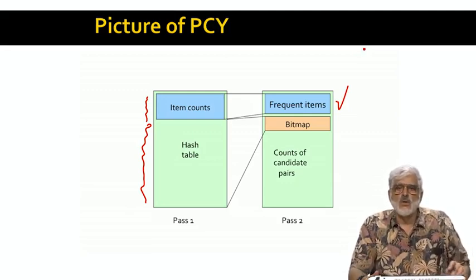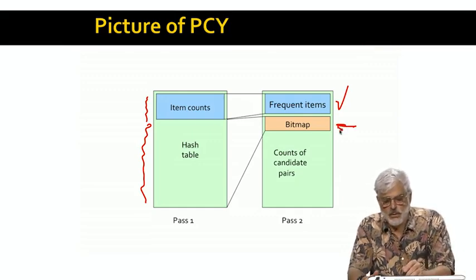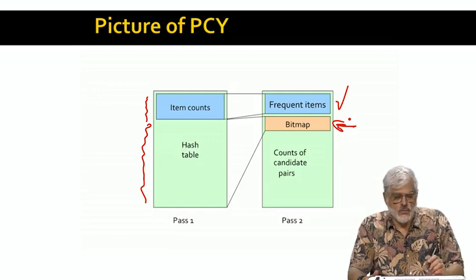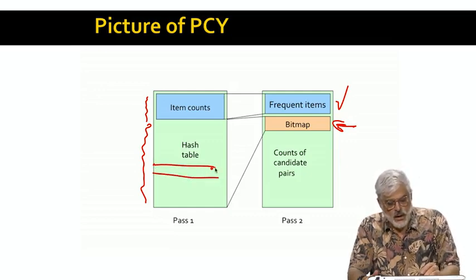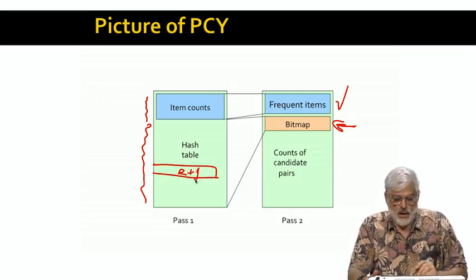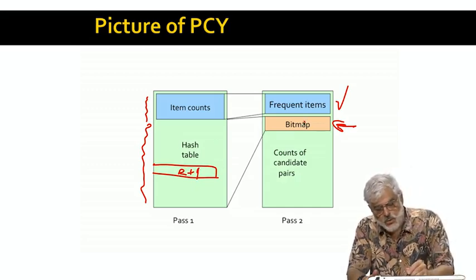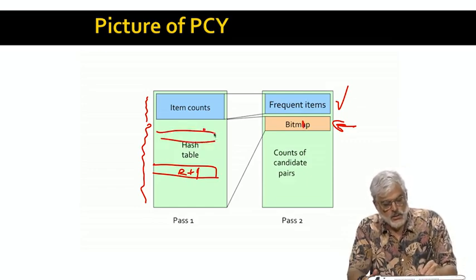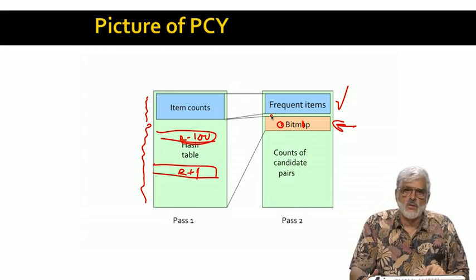But we also summarize the results of hashing pairs on the first pass by what we'll call a bitmap. For each bucket, the bitmap has one bit that says whether the bucket is frequent or not. So if this is a bucket, and it has a count, let's say s plus 1, it's frequent, so it corresponds to some bit here that's a 1. Another bucket that has a count, let's say s minus 100, is not frequent, so its corresponding bit would be a 0.